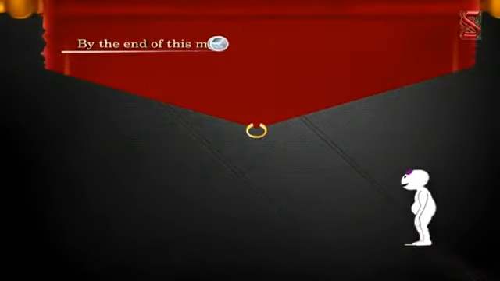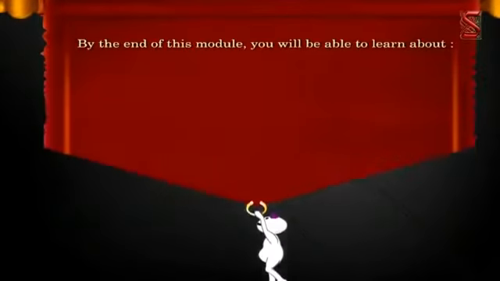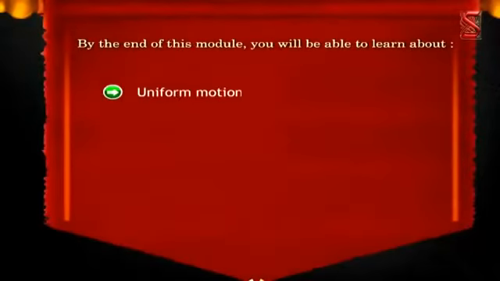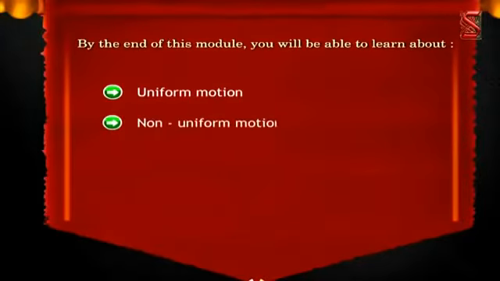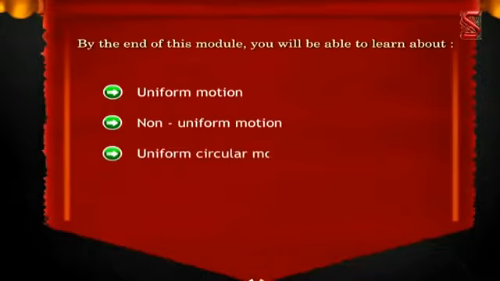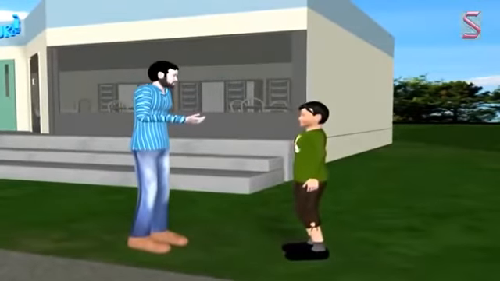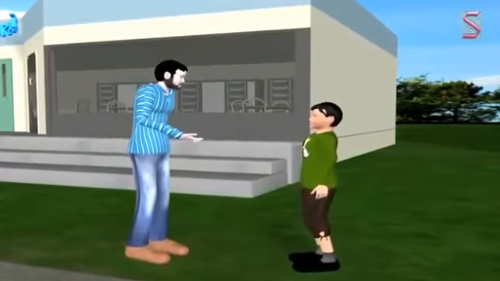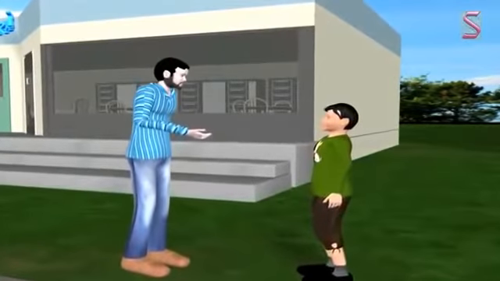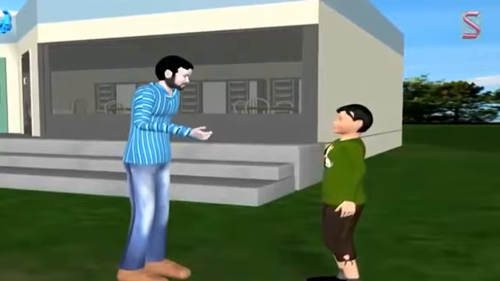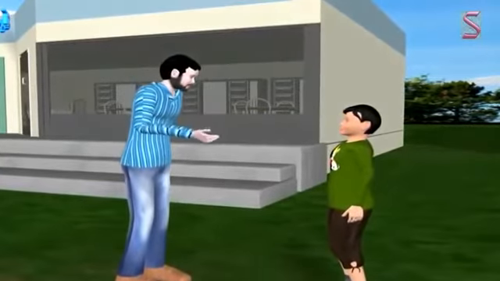By the end of this module, you will be able to learn about uniform motion, non-uniform motion, uniform circular motion. Coming back to motion, we will now discuss the types of motion. There are basically two types of motion: uniform motion, non-uniform motion.